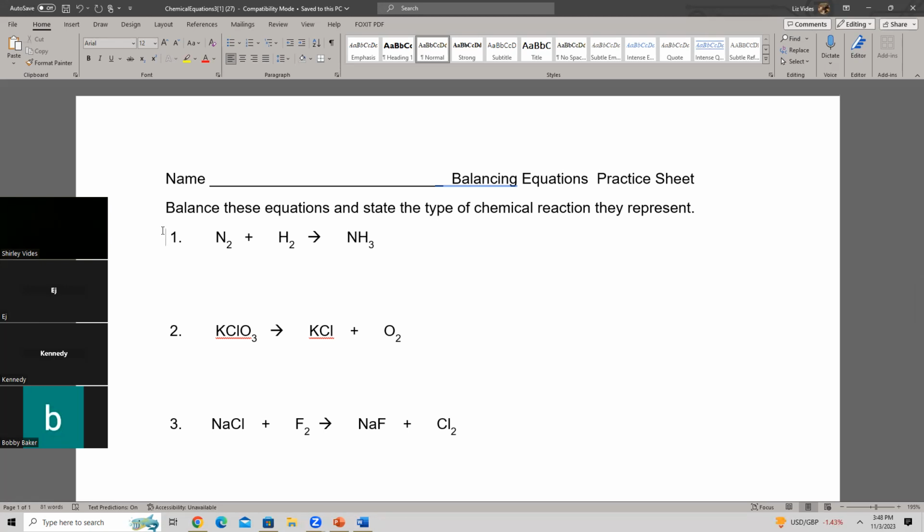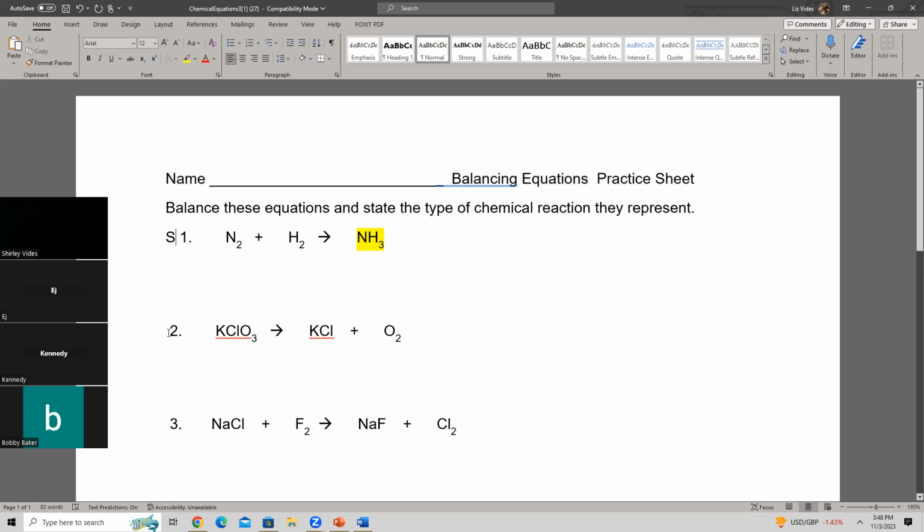How many products do we have? 1, right? But we have more than 1 reactant. Therefore, this is a synthesis. Sorry, I didn't mean to close it off, I just meant to put an S. All right, so that's a synthesis, see?